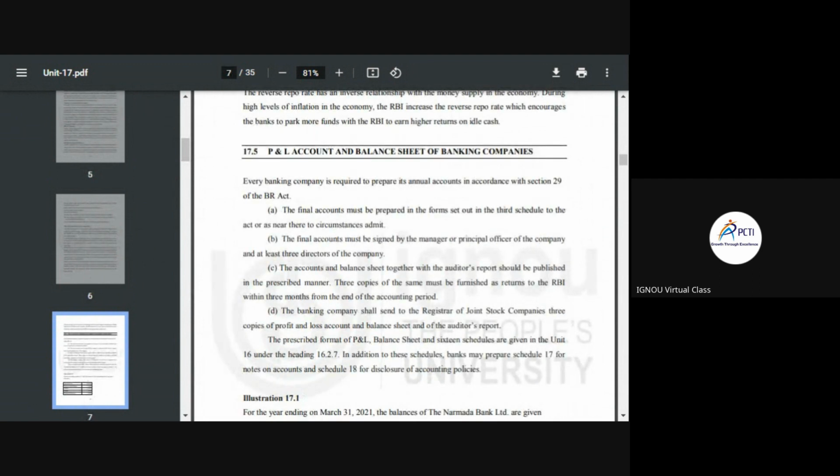Next one is the P&L account and balance sheet of banking companies. Basically, each and every banking company is required to prepare its annual accounts in accordance with Section 29 of the Banking Regulation Act. So each and every company will prepare the balance sheet and P&L account the same way a normal company will make it.